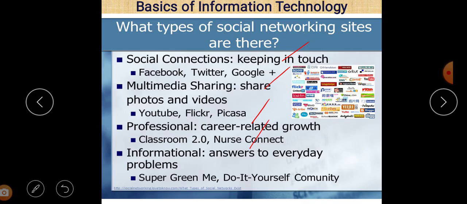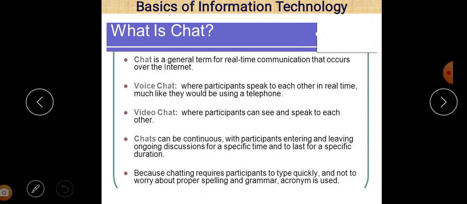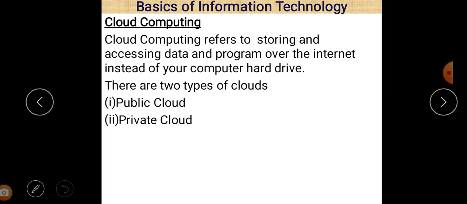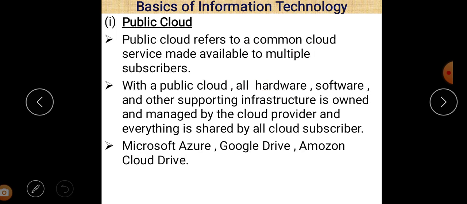Do It Yourself community. Next is chat. Chat is basically real-time communication that occurs over the internet. Three different types of chats are here: text chat, voice chat and video chat. Then cloud computing: storing and accessing data over the internet instead of using the computer hard drive is called cloud computing. Two types of cloud computing are here.